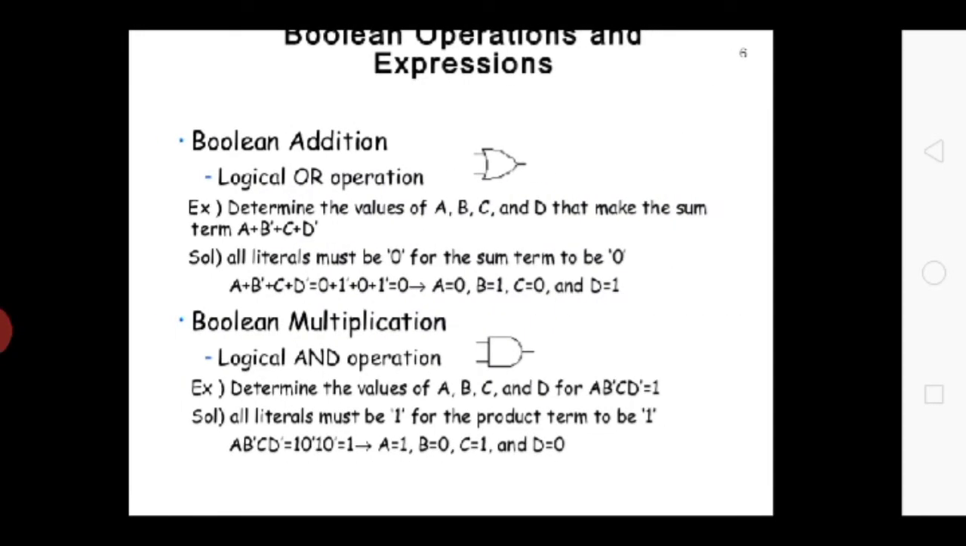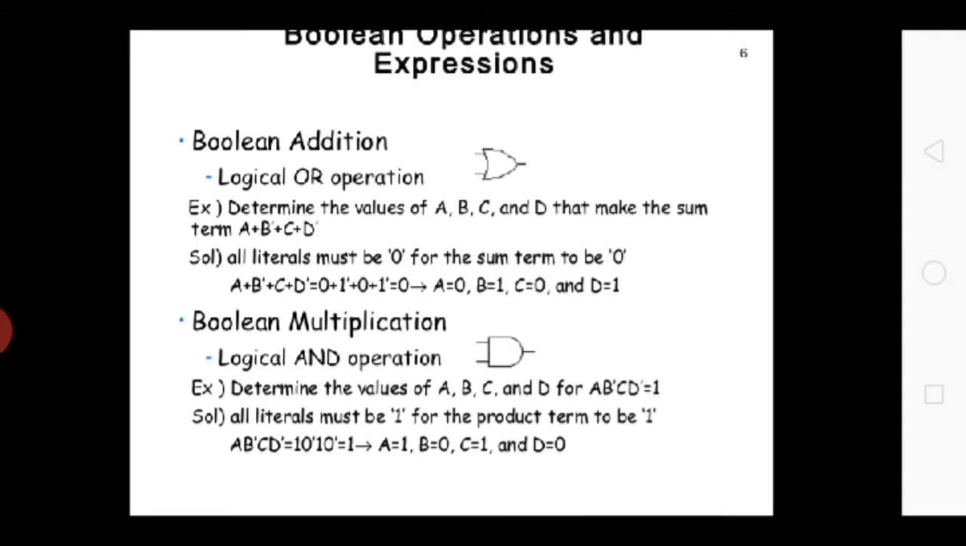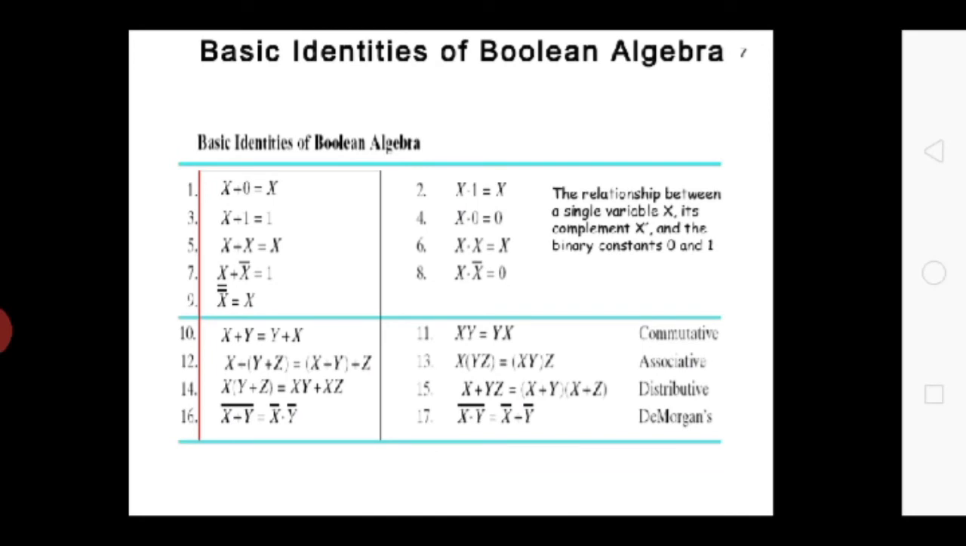Now we come to the Boolean operations and their symbols. The logical operation OR is represented by the symbol given above. This is known as the logical OR operation, that means Boolean addition. For Boolean multiplication, the symbol is similar to a dot, and in this we will simply multiply the numbers.